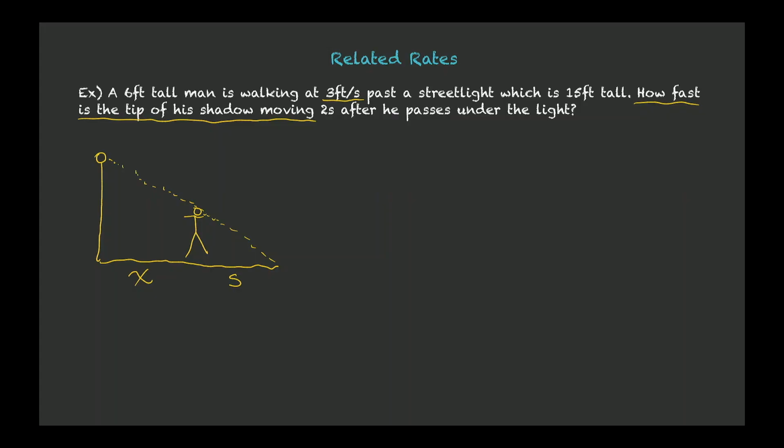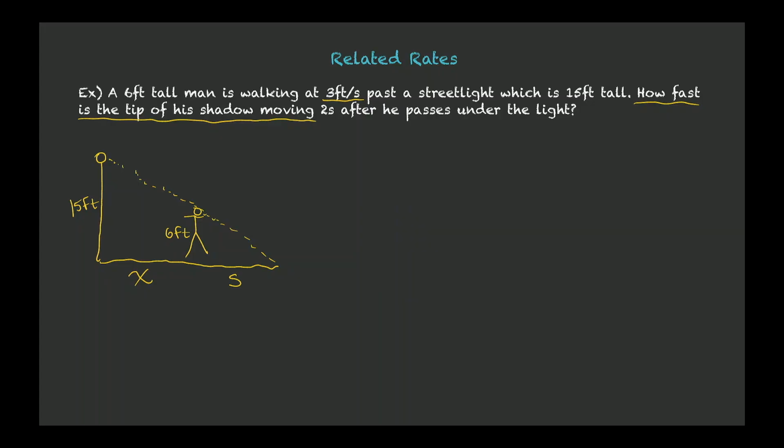It also mentions that the streetlight is 15 feet tall, but that's not changing. The streetlight shouldn't be growing or shrinking in the middle of this problem, so I don't need a variable on that. Same thing with the man. He's 6 feet tall, but he's not growing or shrinking in the middle of the problem either. So we can just label 6 feet. We don't want a variable on that either.